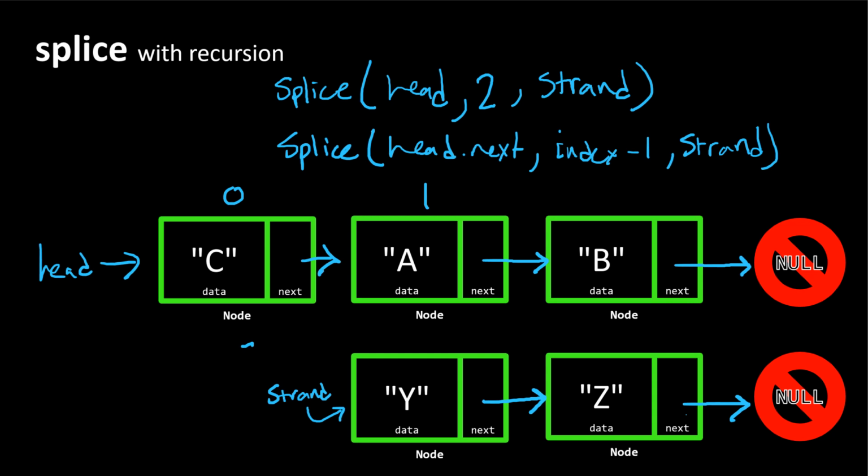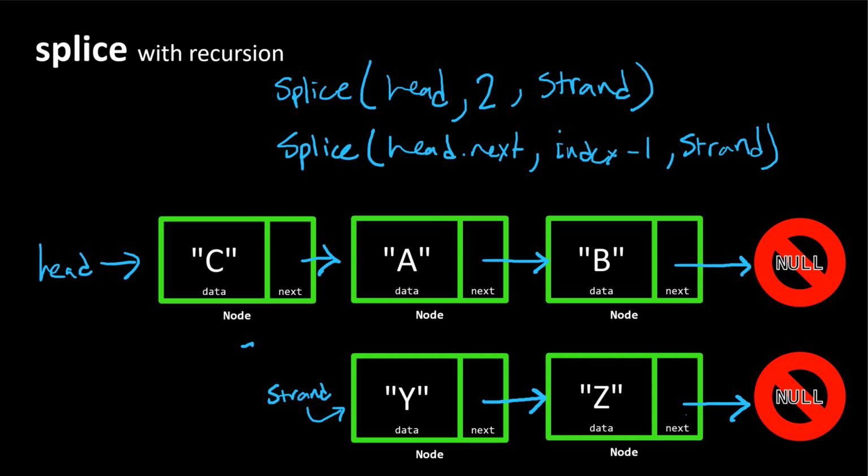And so notice that this head.next is going to refer to this part of the list directly. This index minus 1 is saying, all right, subtract 1 from 2. So index minus 1, when this recursive step happens, is going to be just 1. And strand will continue to be the same thing. What I want to impress upon you is that when this is the case, this is exactly like the base case we've already handled. And that base case is going to return to us a reference to the new head of the list with this strand spliced in.